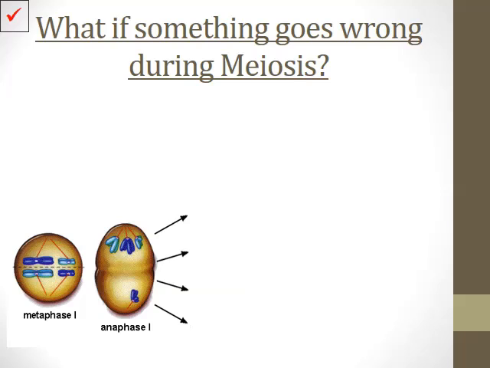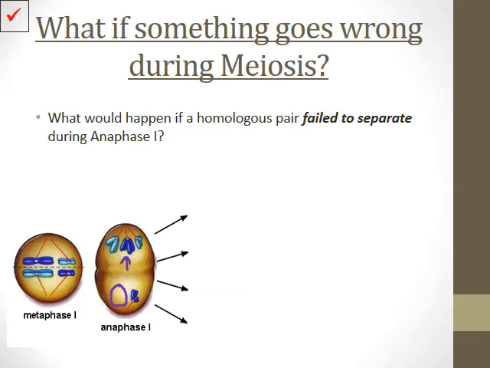So, we all know that meiosis is the creation of our gametes, or our sex cells. Now, the question here is, what would happen, do you think, if something goes wrong during meiosis? As you can see here, we have metaphase 1, where our homologous pairs are lining up, and then during anaphase, it looks like 3 pairs went to the top, and we only got 1 on the bottom. Now, what do you think that's going to cause?